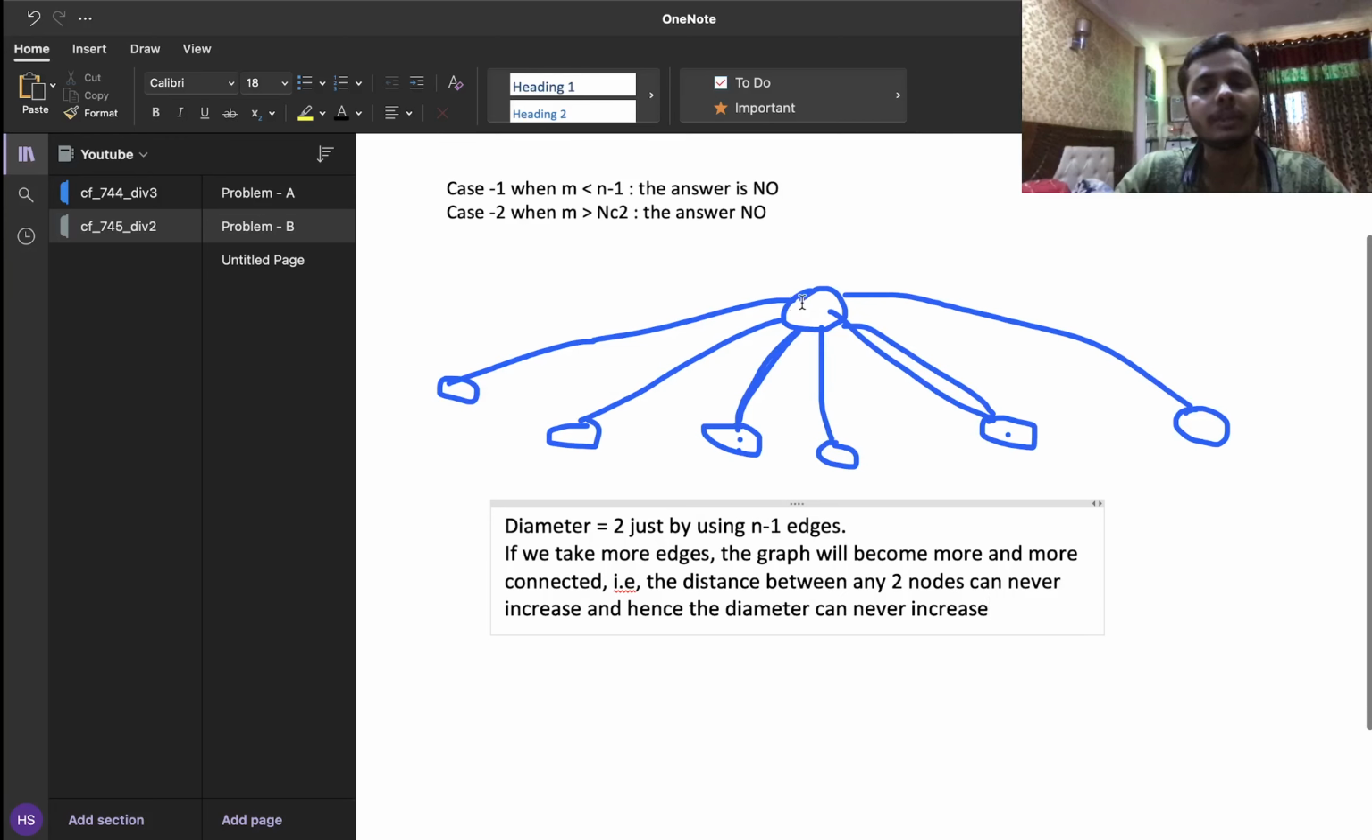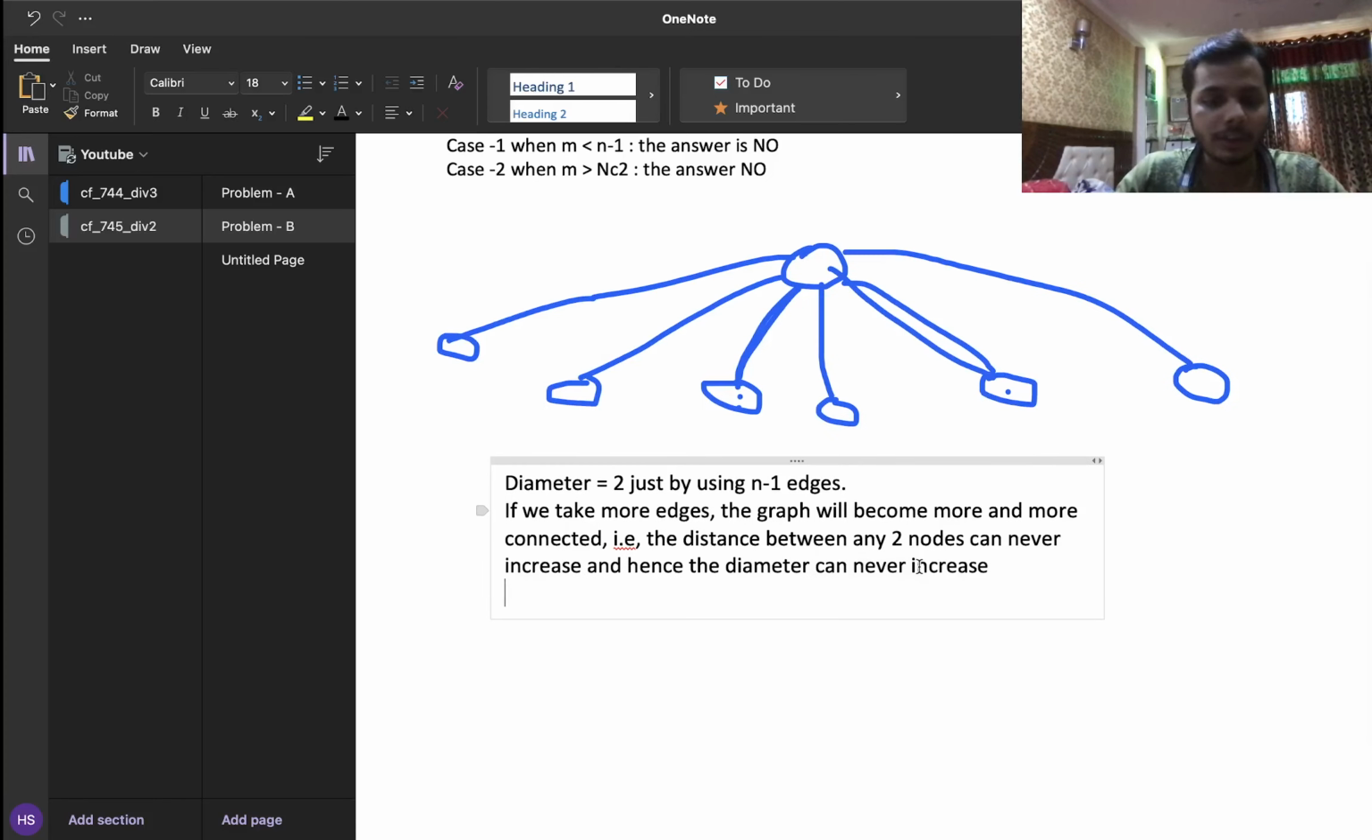So if we do something like this, we make a rooted tree and connect all the other nodes with the root, then we have a graph of diameter 2. And now if we add more edges to the graph, then the graph will become more and more connected and the diameter can only decrease. I hope it's clear, right? So now the question arises, when will the diameter become less than 2, right?